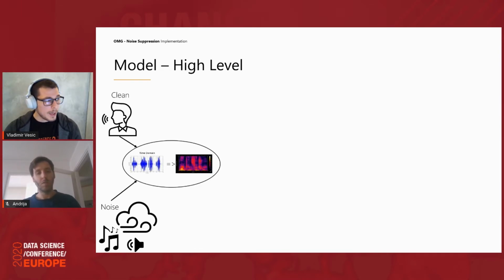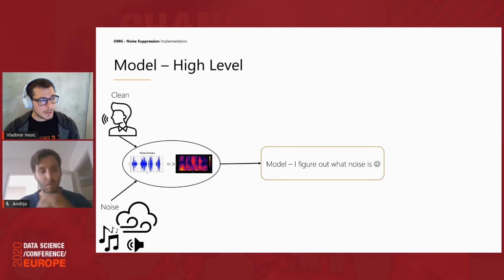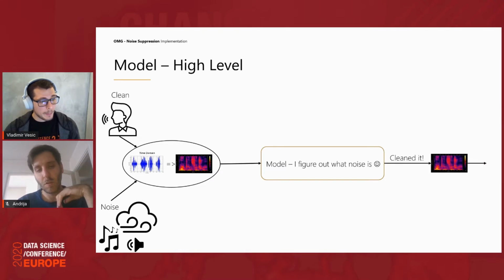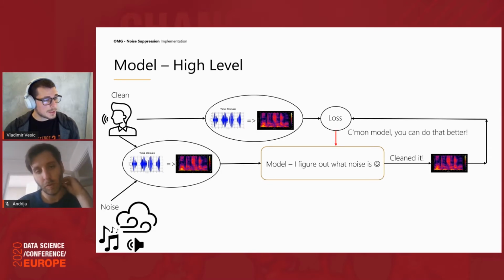And then what we do is we combine these two in the time domain, and we do a Fourier transformation to basically move this into the spectral domain. Once it's in the spectral domain, we then send it as an input to our model, and the model should be able to figure out how to clean it up. The model then outputs cleaned up speech, and then we compare that speech with the clean speech which we already have, and we calculate loss, and we're saying, come on, model, you can do that better. So this is the highest possible level, and now Andrija will explain what the infrastructure is which allows us to basically host this, and what technologies we are using.